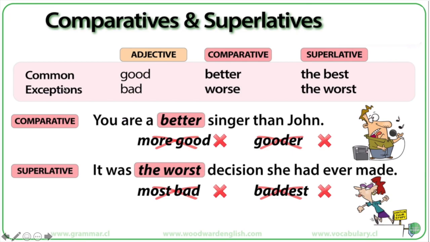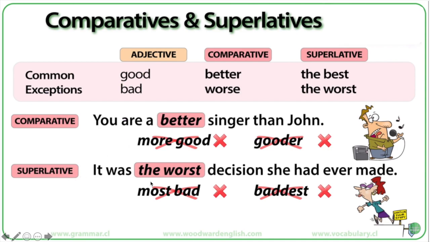Common exceptions. These are adjectives that are considered irregular. So we cannot use good and we cannot use bad for comparatives or superlatives. We need to use better than, worse than for comparatives, and the best or the worst for superlatives. Examples. Comparative: you are a better singer than John. More good, incorrect. Gooder, incorrect. The correct way is better.